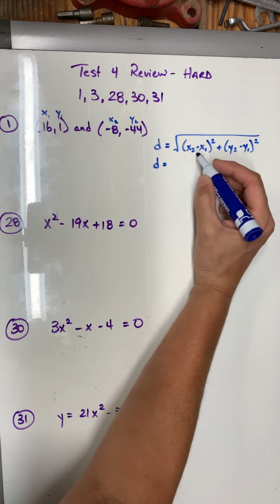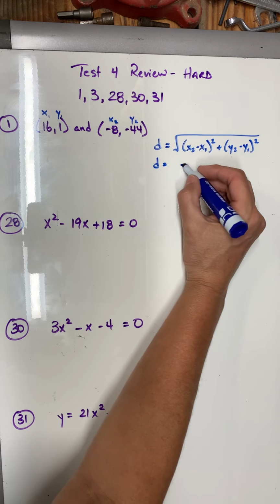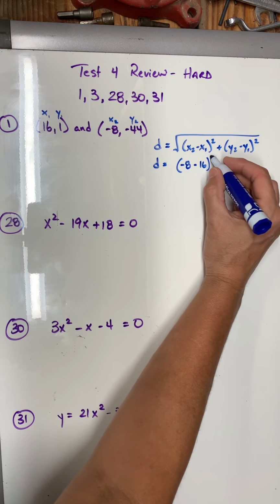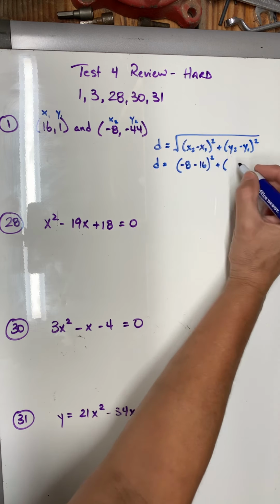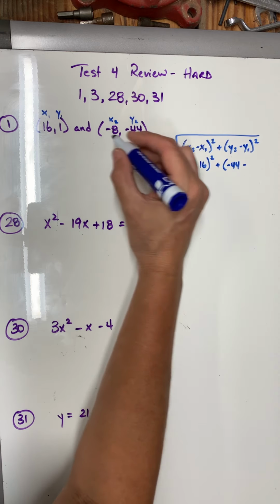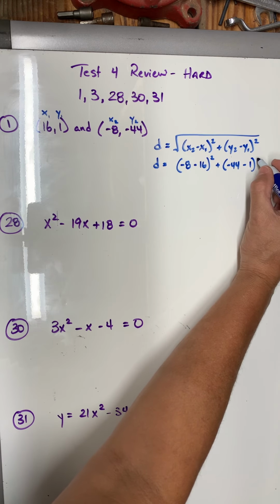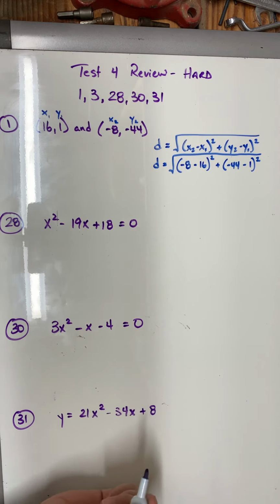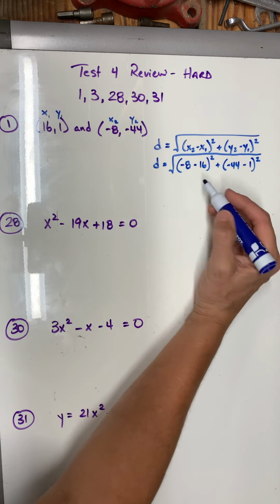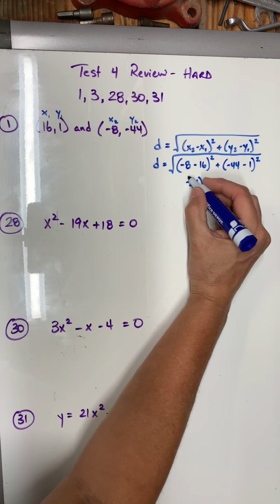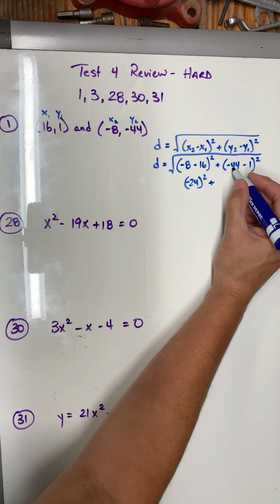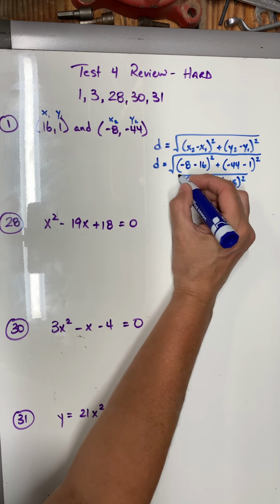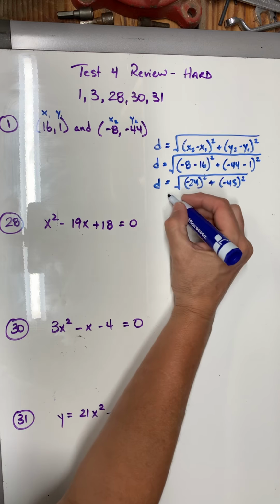So d equals x2 is -8 minus x1 is 16, and that's going to be squared. y2 is -44 minus y1 is 1, and that's going to be squared, and that whole thing is going to be under the square root. So -8 minus 16 is -24, that's going to get squared. -44 minus 1 is -45, that's going to get squared. And then the whole thing will be square rooted.